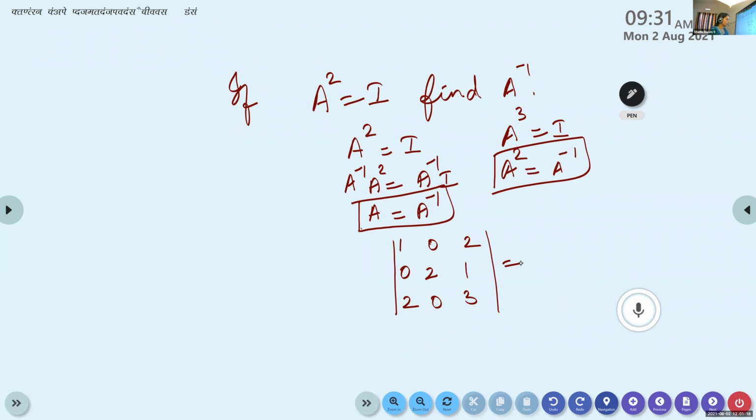Yes, what is the answer? What is the answer, Karthik? How will you evaluate this determinant? 1 into 2 into 3 minus 0, that is 6 minus 0, isn't it? For the second element, we write minus 0 into, leaving the row and column, 0 minus 2. Plus 2 into 0 minus 4. So, you get 6. How will you get negative 3? 1 into 6. Next term is 2.